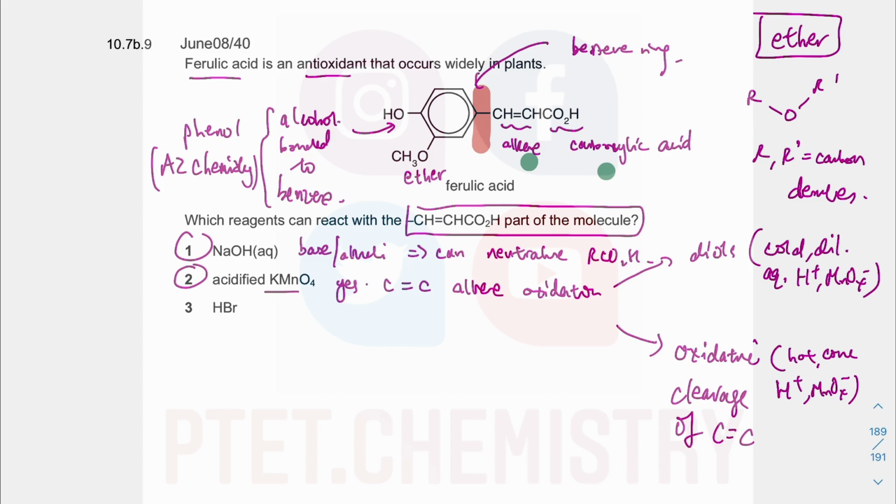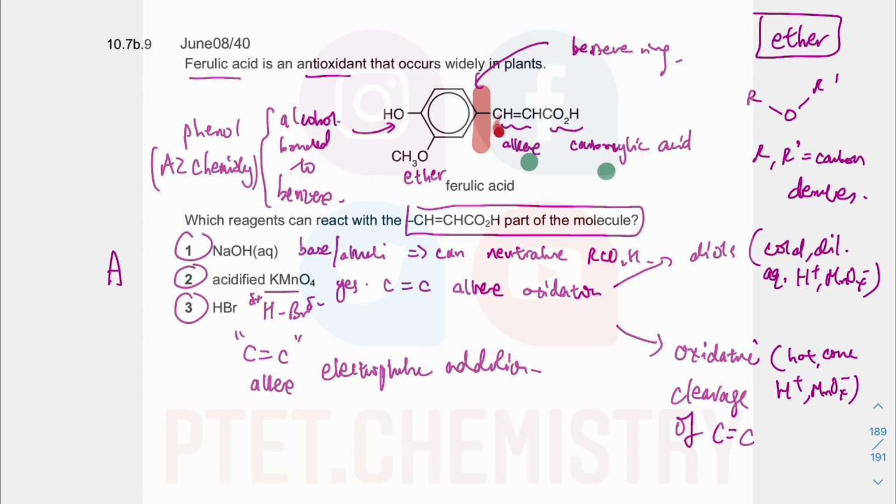So 1 is correct. You have HBr, you have an alkene, right? So you can get electrophilic addition. That is one of your case studies in AS: delta plus, delta minus, rich in electrons attacks that, and so on and so forth. So all 3 of them can react with this part of the molecule. Alright?